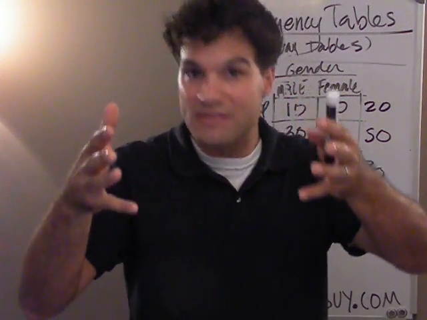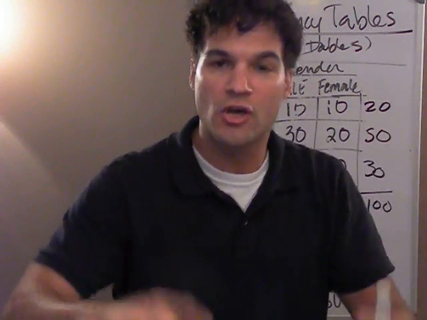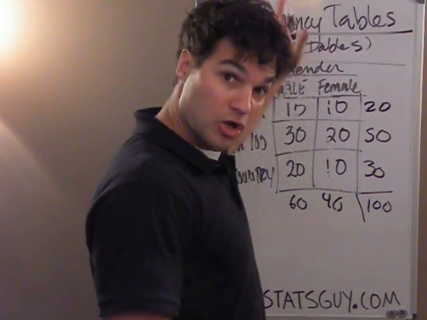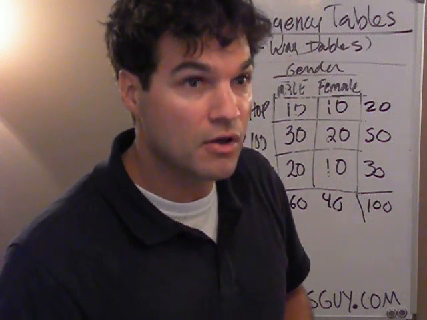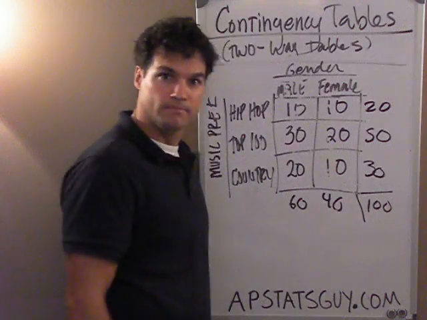So don't just dive into the table and look at the numbers only. Put them into percents. So let's do the other percent. Ready? Let's look at the other condition, the other column condition. What's the distribution of music preference for males? So now I'm only worried about males. So here we go. I'm in the male column.